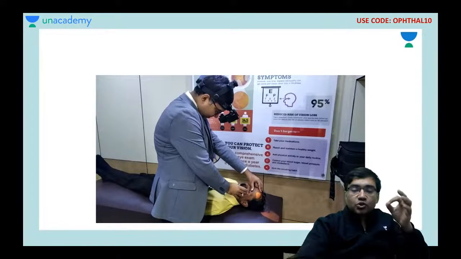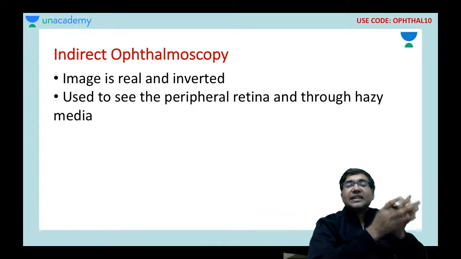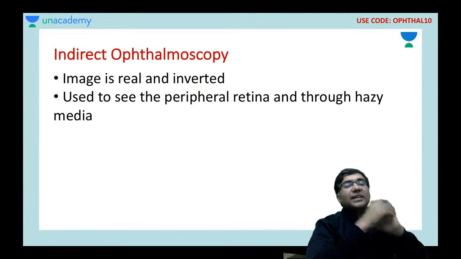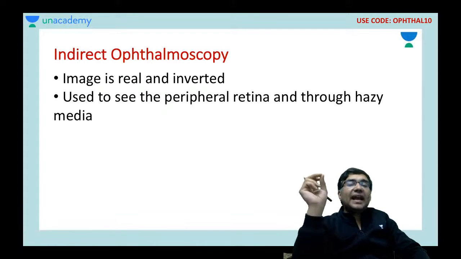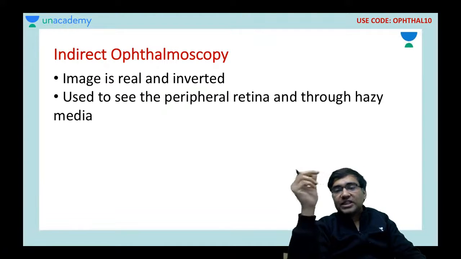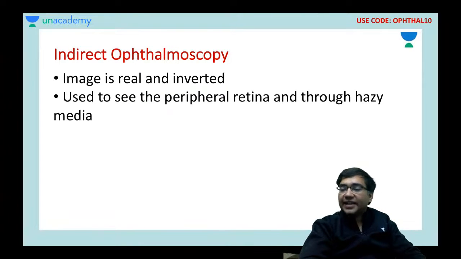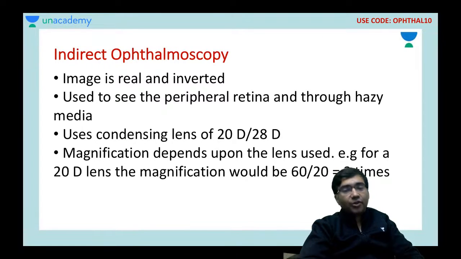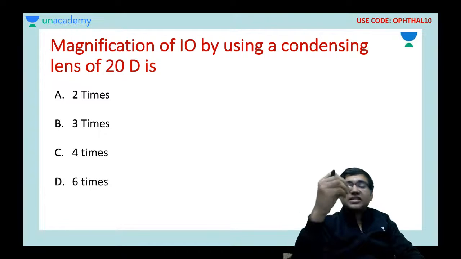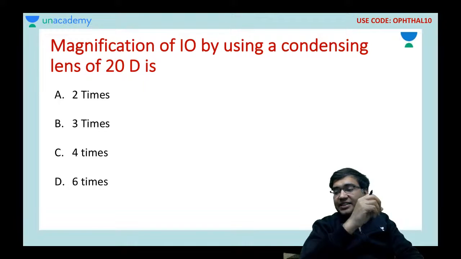Okay, so I just put it like this. The image that is formed is real and inverted. Remember, in a direct ophthalmoscope, it is virtual and erect. And the main advantage is it is used to see the peripheral retina and through the hazy media. It uses a condensing lens of 28 to 20 diopter, on which the amount of magnification is dependent.